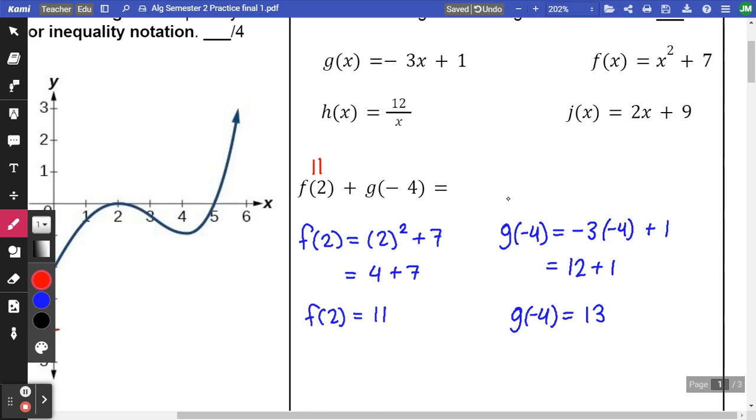So really, I'm going to add 11 plus 13 because f of 2 is 11 and g of -4 is 13. And if I add those two together, 11 plus 13 is equal to 24. So 24 is my answer.